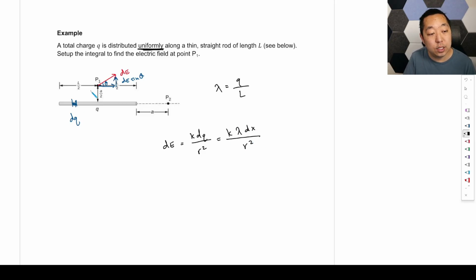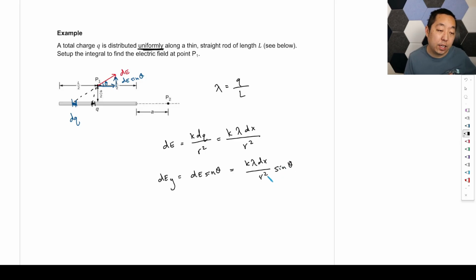Now, in this case, the r is not constant because the r is the distance from there to there, right? So a charge over here is going to have a different r. So we're going to need to put our r in terms of various expressions and probably in terms of theta, right? So this is going to be dE sine theta, because we're only going to consider the y component. So it's going to be k lambda dx over r squared sine theta. Now, we probably want to put everything in terms of theta. Kind of varies. You could try to put everything in terms of x if you wanted to.